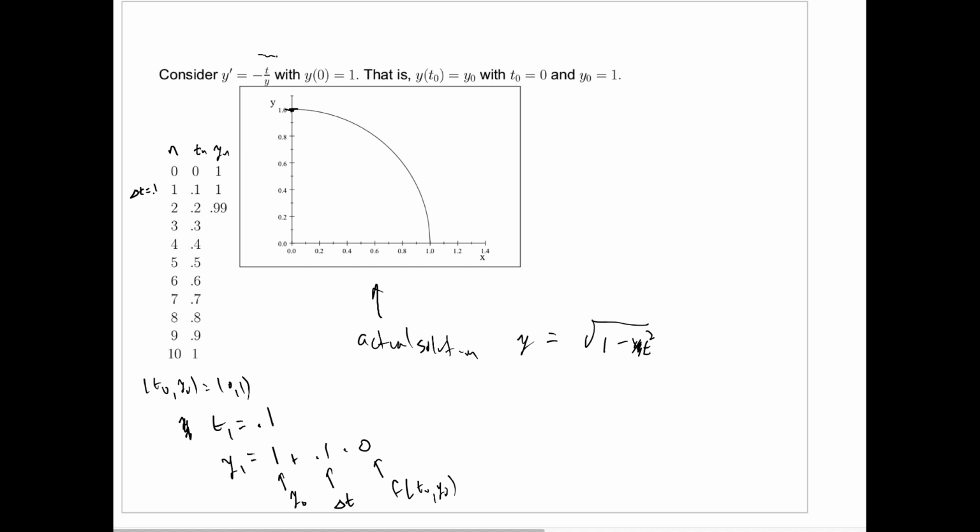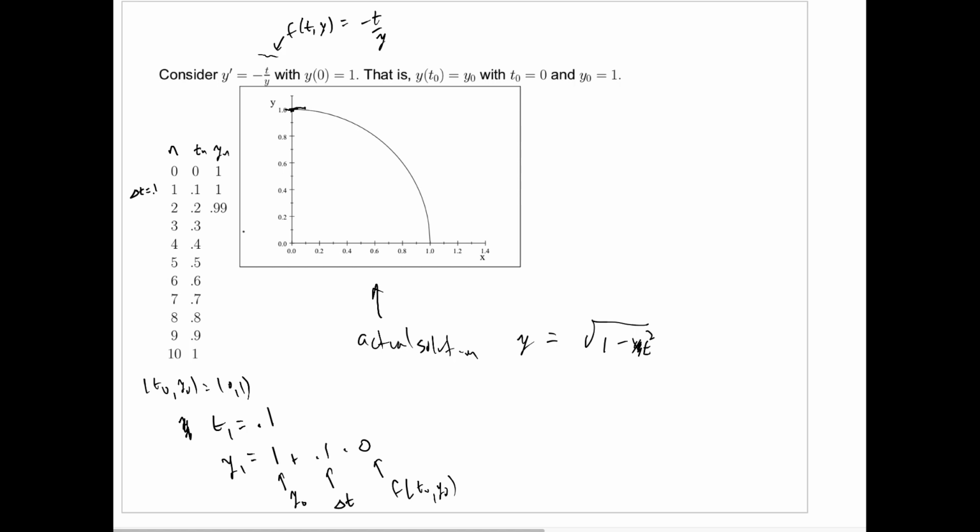Here's our f of t, y up here, which is minus t over y. You can see that that would be 0 when t is 0 and y is 1. So when we increment, y1 stays the same as y naught. That's why this is still 1. And that means that as we go to 0.1, our first approximation says we just move horizontally to the right. So we're already just a little bit bigger than our real solution.